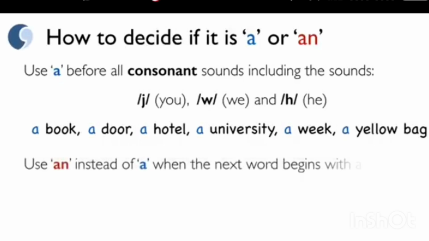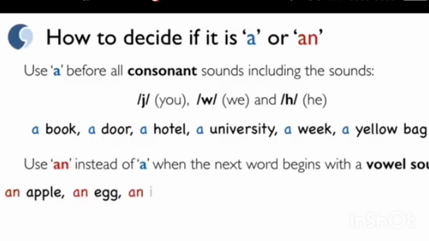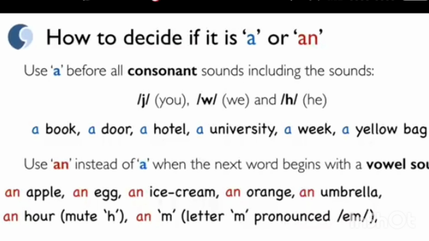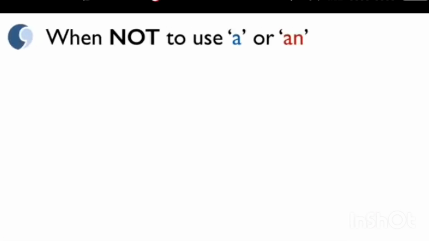Use an instead of a when the next word begins with a vowel sound. For example, an apple, an egg, an ice cream, an orange, an umbrella, an hour, an M. An interesting point.